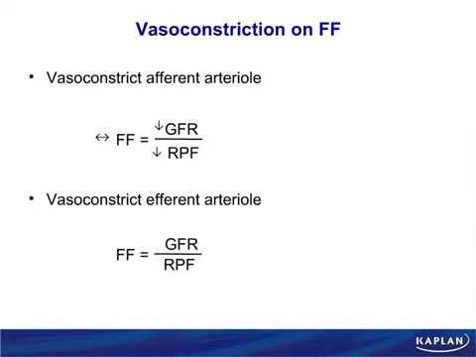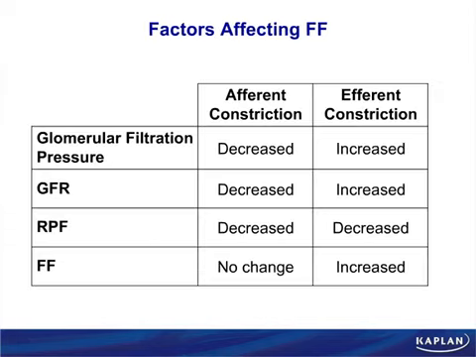Now let's go to the efferent arterioles. If you vasoconstrict the efferent arterioles, what do you do to the GFR? That's right, you increase the GFR. What do you do to the renal plasma flow? That's right, you decrease the renal plasma flow. The filtration fraction increases. So when you vasoconstrict the efferent arterioles, you increase the filtration fraction. That's an important concept. This table summarizes what we just spoke about, vasoconstricting the afferent versus efferent arterioles.